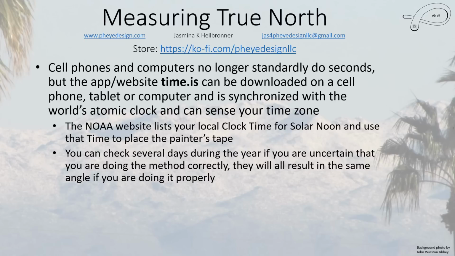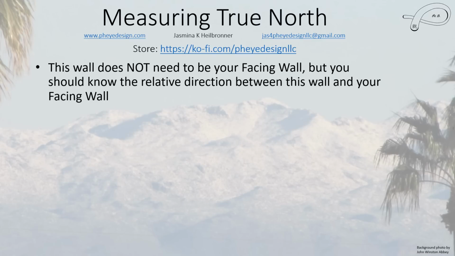And if you really want to be absolutely certain, you can check several days during the year so that you're making sure you're doing the measurement correctly. It will result in the same angle if you're doing it properly, because we're basing it on the sun, and that has to do with how we are revolving around the sun. And it's very, very accurate.